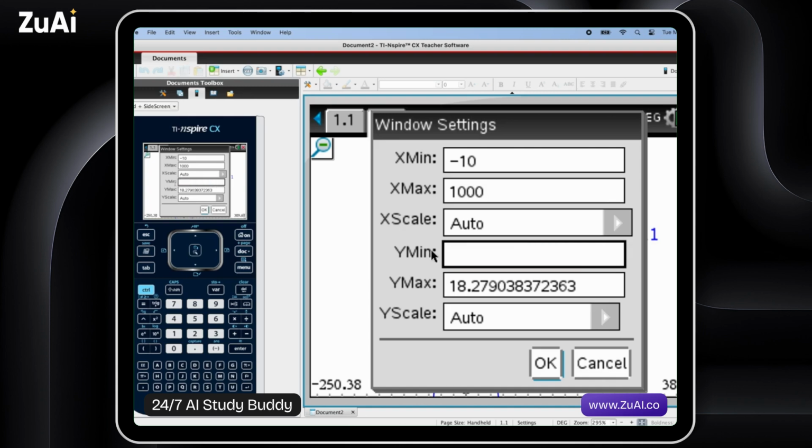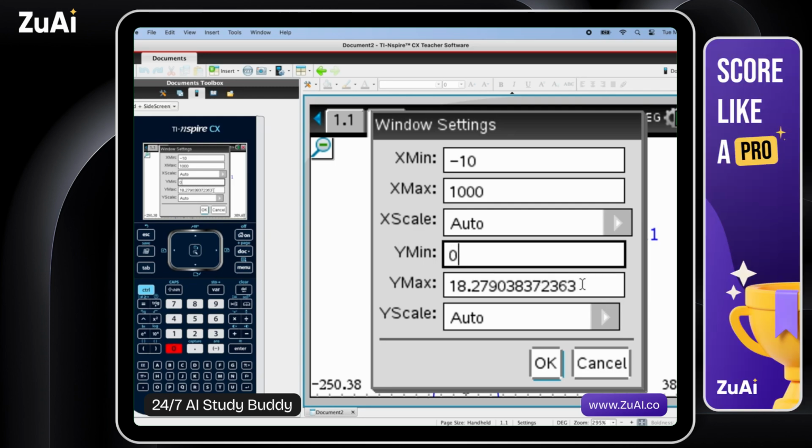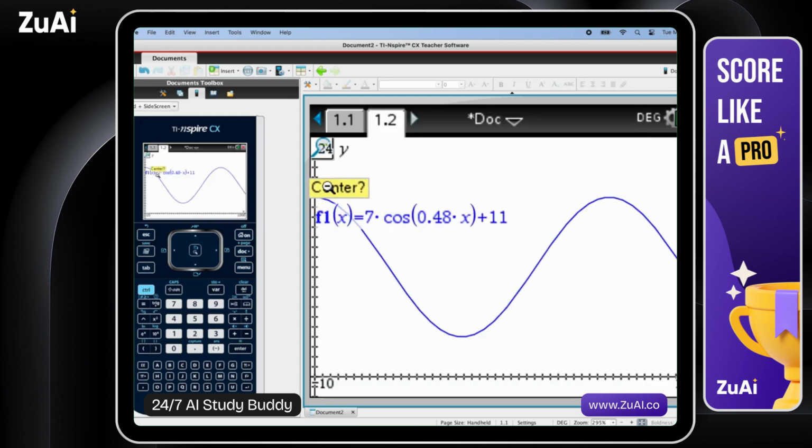Y min, so the lowest point, the lowest depth was 4. Let's put 0 in just to get some buffer. We could even put -2 or something like that. And then the max depth was 18 meters. Let's put maybe 24. Let's actually put -2 just to get some buffer. Sometimes it's easier if you have a little cushion on either side. So from -10 minutes to 1,000 minutes, and then from a depth of -2 to 24. This will give us one full cycle, and it's much easier to work with now. Okay, so there's our function.